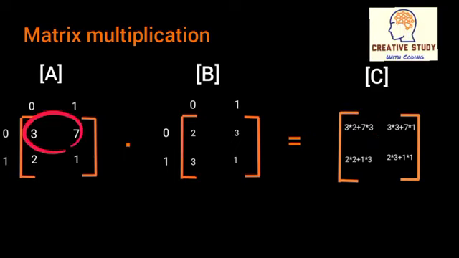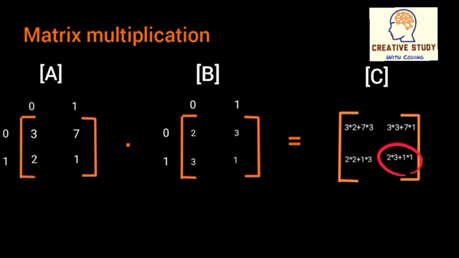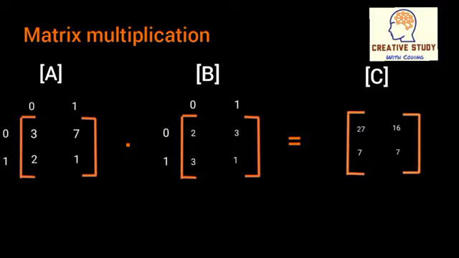Now multiply the first row with the second column and sum them up, and this is going to be the second element of the first row of matrix C. After that, multiply the second row with the first column and sum them up. Now this is going to be the first element of the second row. At last, multiply the second row with the second column and sum them up. This is going to be the second element of the second row. Now matrix C, that is, the product of matrix A and matrix B, will look like this.